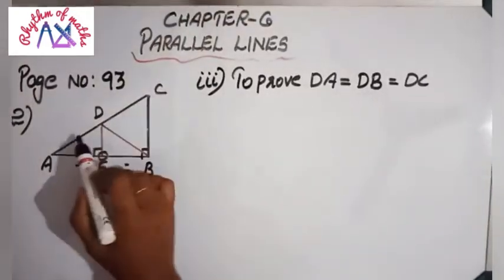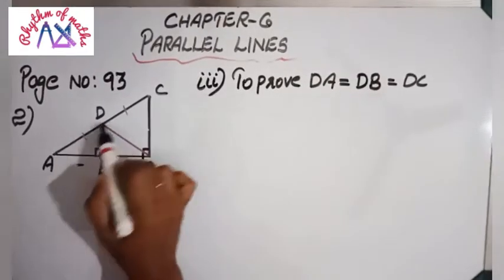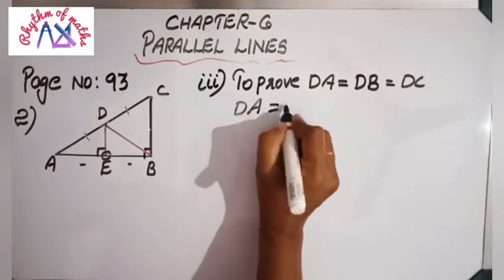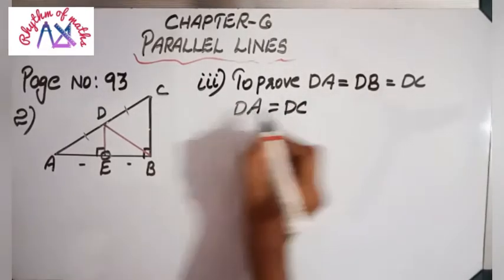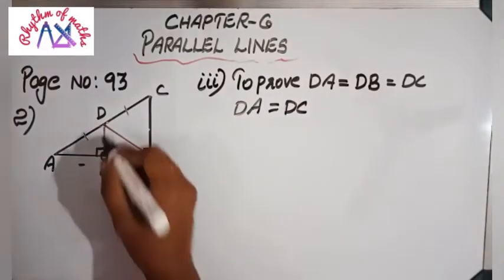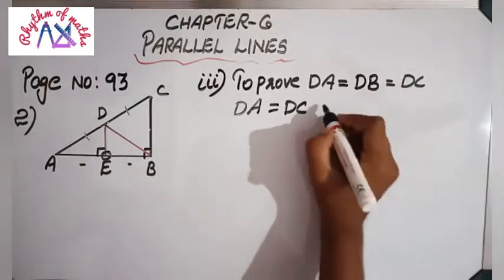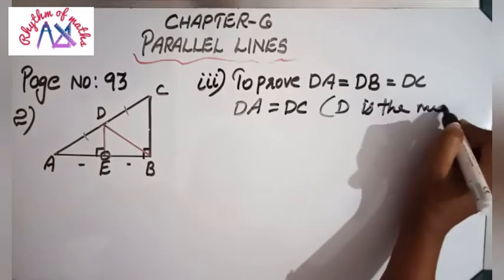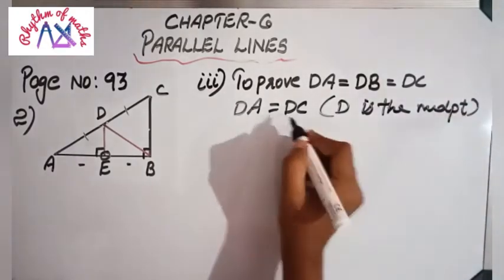The first one we can prove directly. These two sides DA and DC are equal. Why? DA equals DC because D is the midpoint, which we already know. D is the midpoint. Therefore DA equals DC. This is the first equation.